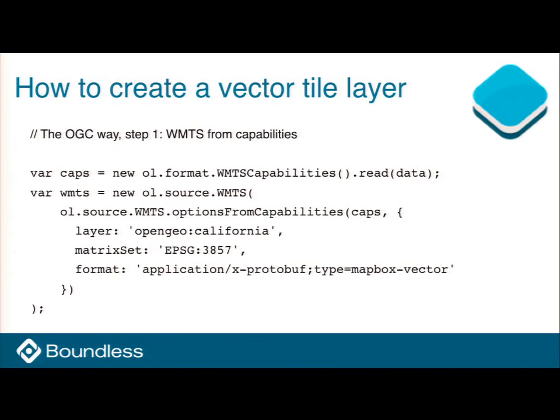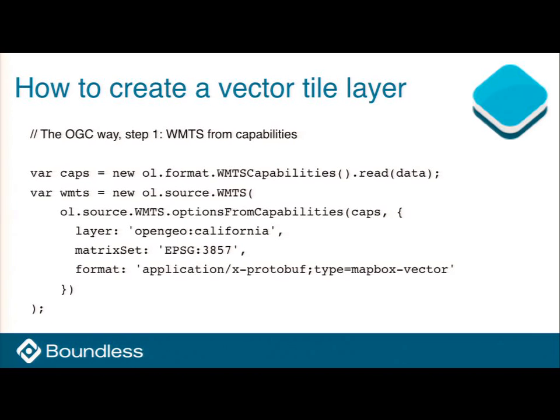Now, how do I connect to a vector tile layer that was created with GeoServer and Geo Web Cache? There are different ways to do it. An easy one that Dave likes in particular is to use the WMTS format. It's easy to send a WMTS get capabilities request to GeoServer. In that response, you get metadata for all the layers that are available. And with that metadata, you can use the options from capabilities function of OpenLayers to create a WMTS source configuration.